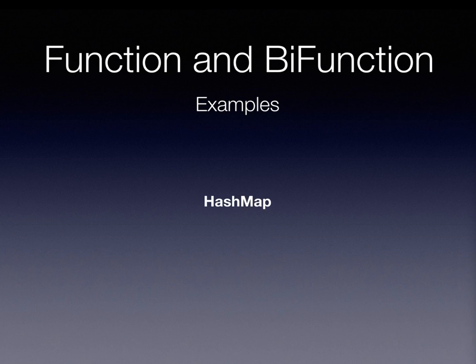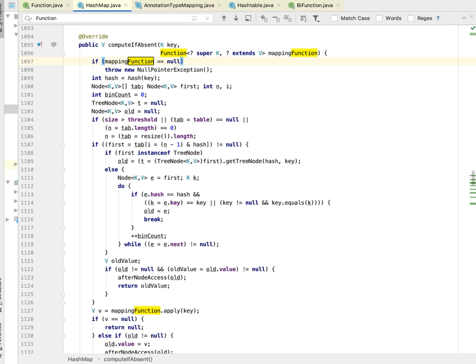Okay, so let's take a look at the HashMap. You will notice that most of the Java core libraries will take advantage of the built-in functional interfaces, and HashMap is one of them. Let's get into the details of how the HashMap uses the Function and BiFunction. So this is the HashMap from the Java core library.